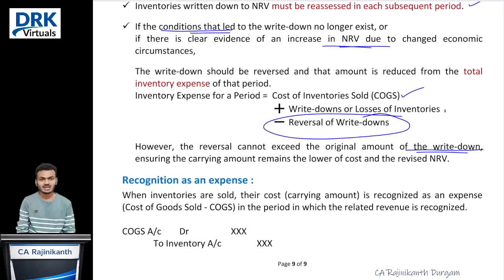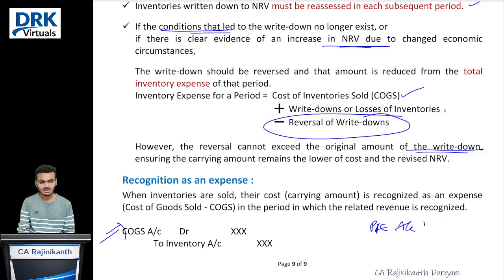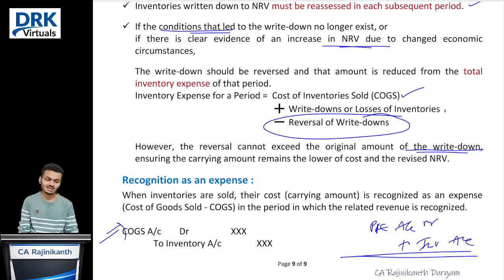And next one is, if we sell that inventory, we should derecognize it. Here we are crediting inventory and the debit will go to cost of goods sold. If we are not selling, but using that inventory in our construction project, construction of PPE, in that case you capitalize to PPE. PPE account debit, inventory account credit. That's it. This is all about Ind AS 2.